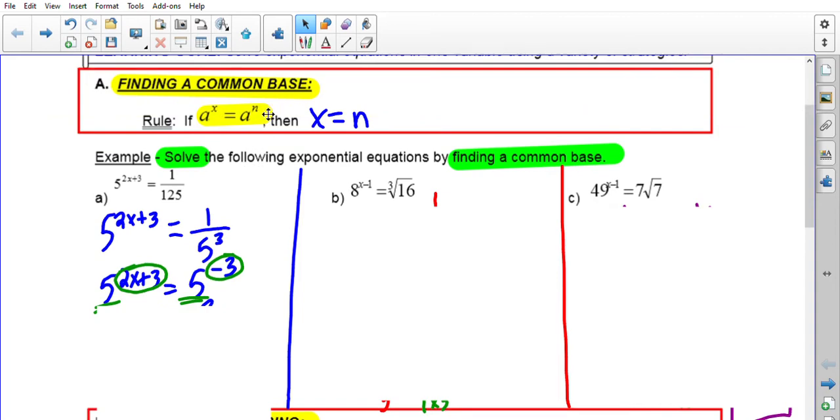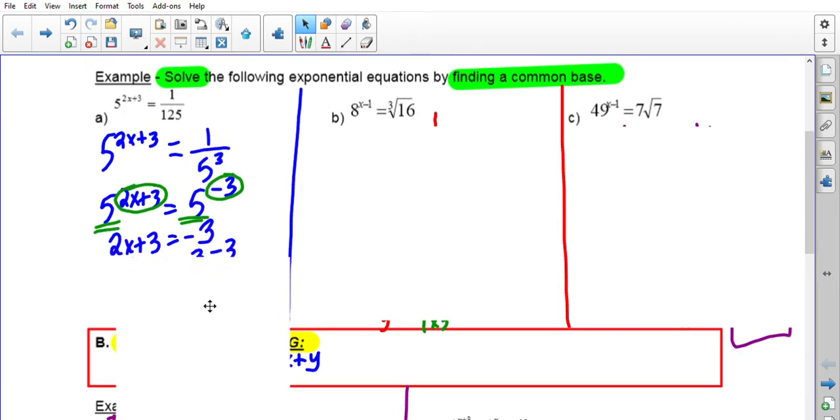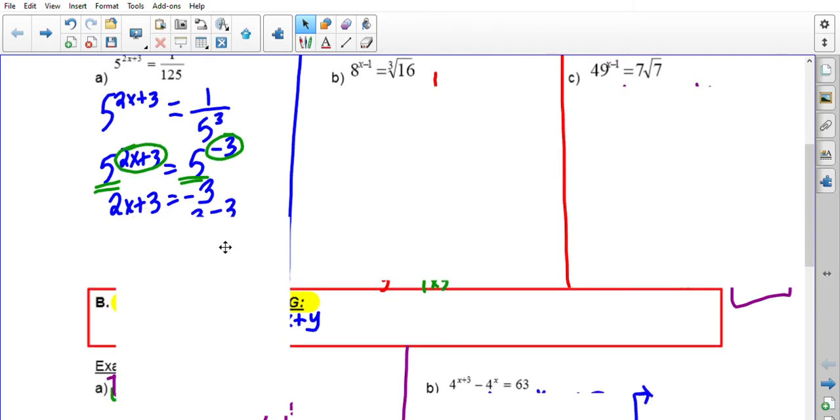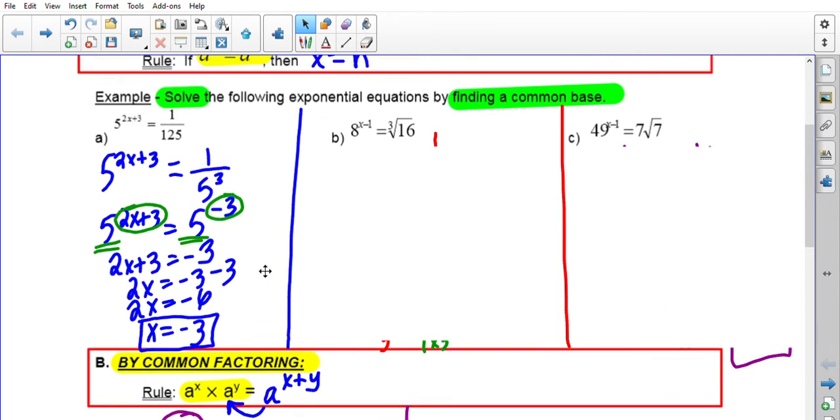And then this rule up here states that if they're equal to each other with the same base, that means their exponents must be equal. So 2x plus 3 equals negative 3. And then from there, you're just solving a linear equation. So you're isolating for x. So we're going to bring this 3 over. So 2x equals negative 3 minus 3. So 2x equals negative 6. And divide 2 from both sides. And we get x equals negative 3. And we just solved an exponential equation.